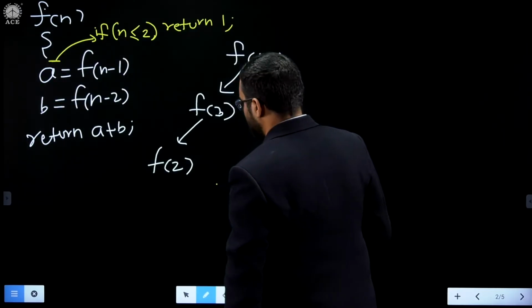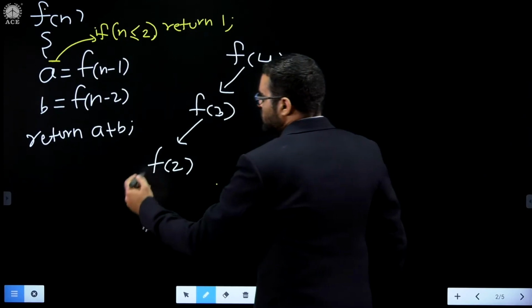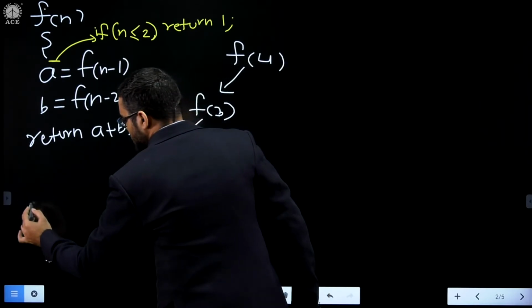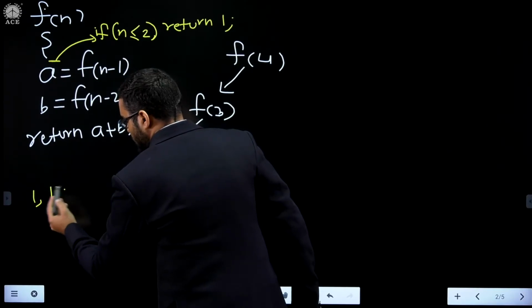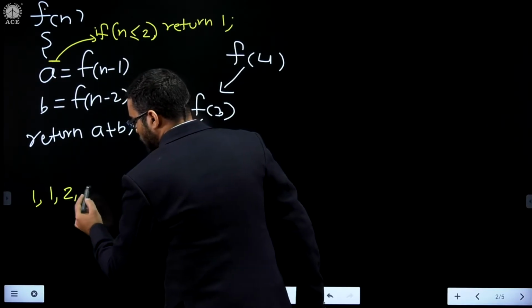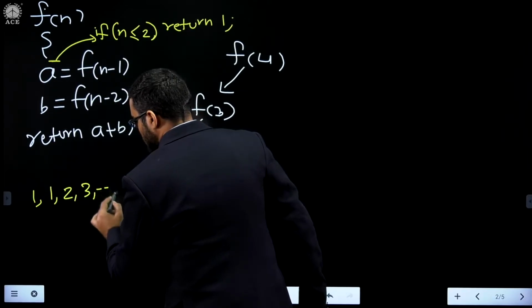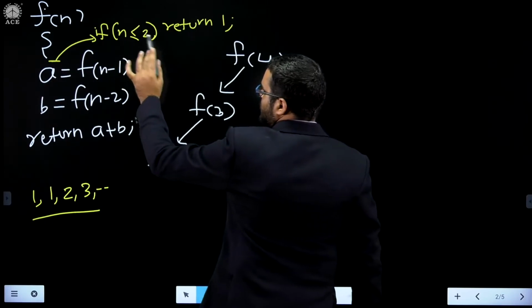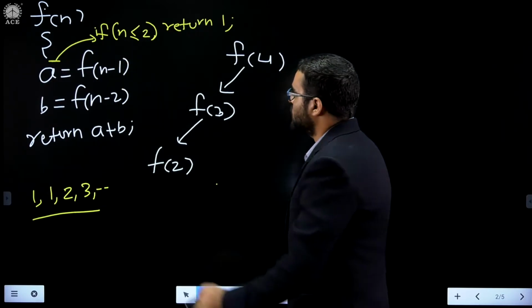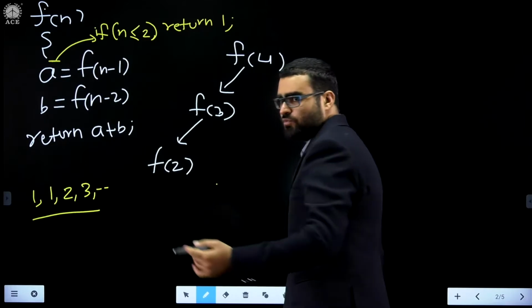The Fibonacci series we know, let me write it down again. F1 is 1, F2 is 1, F3 is 2, F4 is 3, and so on. So this is our Fibonacci series. So what we are doing: if n is less than or equal to 2, then what will be the value of F1 or F2?